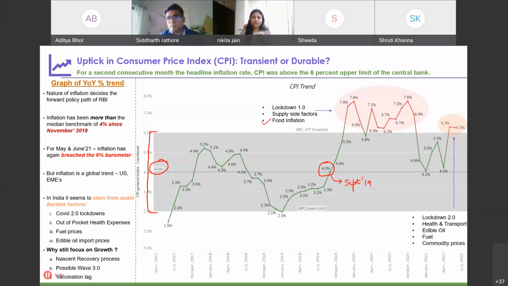Our article mostly focused on the June print, which was because of a number of factors, supply side as well as demand side. The June number, 6.26% to be precise, was almost flat from May, which was 6.3%. The factors which were in the news were food, fuel, etc. But we have tried to analyze what was behind them, what were the major items within the sub-indexes behind this whole inflation hike.